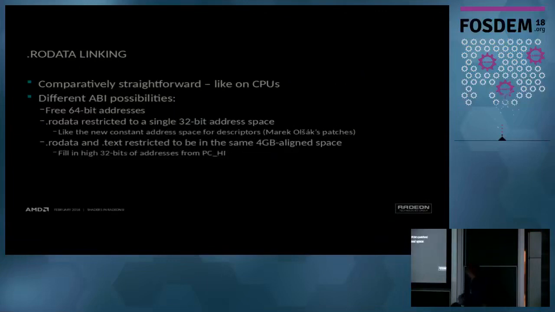Remember, I also mentioned read-only data linking. That part is fairly straightforward in comparison because it's just like on CPUs. We just need to think about what we want the ABI to look like. With 64-bit pointers, maybe we want to restrict ourselves to 32-bit address spaces for a bit of efficiency. There are some good choices to be made there. Of these two options, I think the second one is the better one, but that goes into details.